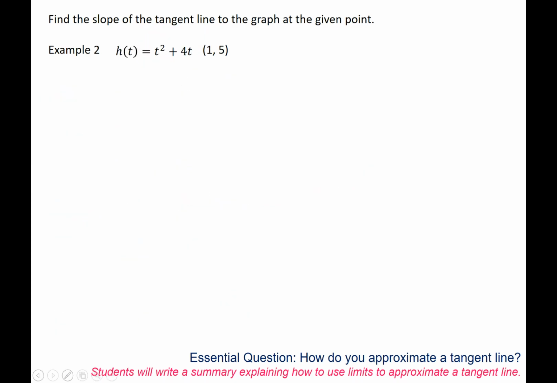Okay. Let's try this again. All right. This one's a little bit uglier, or a lot uglier. Okay. Let's see if I have this one. Is this one in here? No, it doesn't. It's a different problem. Okay. All right, so we're going to find the slope of the tangent line and graph at the given point. So we're going to try this again.